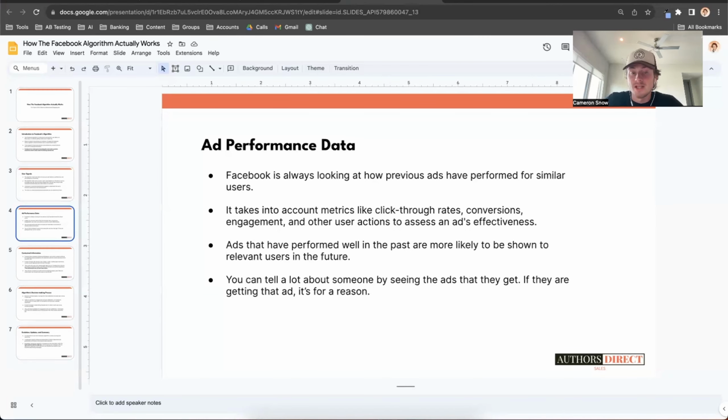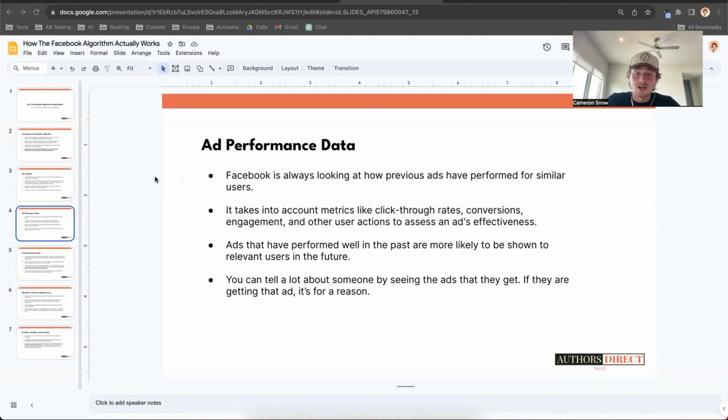Now, with ad performance data, Facebook is always looking at how previous ads have performed for similar users. So it knows the type of ad that people are launching, and it takes into account all the metrics of the ad: click-through rate, conversion, engagement, and essentially determining the ad's effectiveness and seeing what style of ad it is. That way they can provide similar ads if those ads did work. And as well, ads that have performed well in the past are more likely to be shown to relevant users in the future, of course, because they want to continue to show more relevant ads.